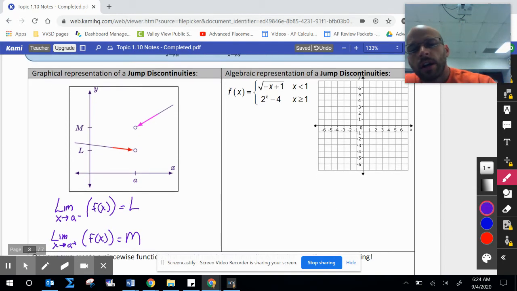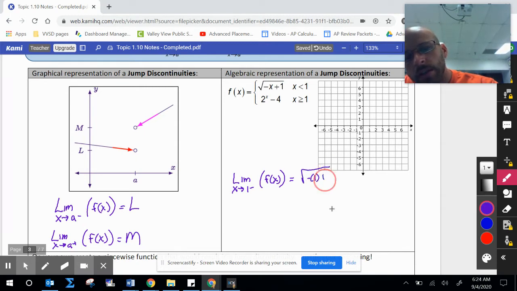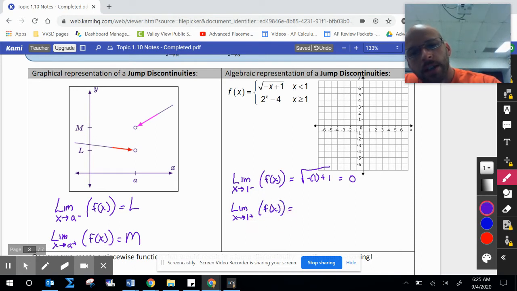Okay. Now, before I graph it, I can still show the same thing for the second one. The limit as x approaches 1 from the left of f of x. Okay, if I approach 1, I'm going to substitute 1 into my first piece of my piecewise. And if you do that, I get 0. The limit as x approaches 1 from the right of f of x, if I plug into the right side of my equation, so 2 to the first minus 4, is going to be a negative 2.